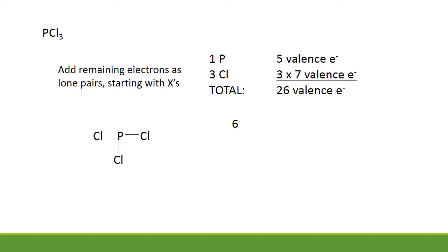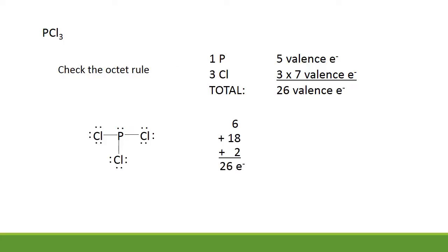From here, we start using up our remaining electrons as lone pairs, starting with the outer atoms. And if you counted correctly, you should have enough to give your outer atoms 3 sets of lone pairs to complete their octets. At this point, we've used up 18 electrons as lone pairs. That leaves us with 2 more, and we'll put those on the central atom, which uses up all 26. At this point, you'll want to check the octet rule to make sure that all of the atoms that require 8 valence electrons have them. Here we see that all 3 chlorines have 8 valence electrons through 3 lone pairs and 2 from a single bond. Phosphorus has 6 electrons from single bonds and 2 electrons from a lone pair. So at this point, it looks like everyone has their octet, so there's a very good chance that we're done.